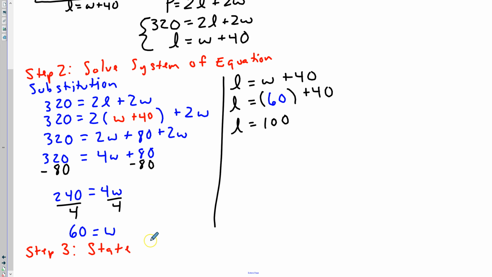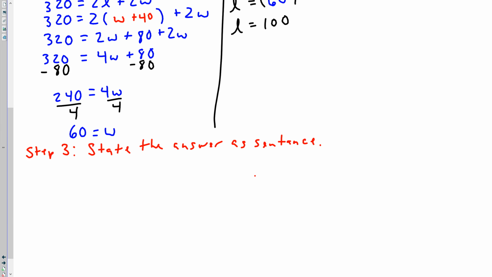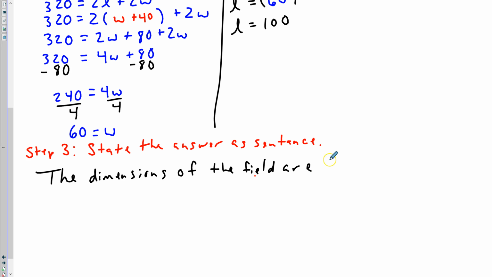I find that if I state the answer as a sentence, I'm going to remember to state what each variable was, and then also what units went with each variable. When you put it in that sentence format, you automatically remember to do those two things, because that's what we need, right? We have two separate solutions with units associated. They asked for the dimensions in this problem, so I could say the dimensions of the field are, and then here we would state the width and the length.